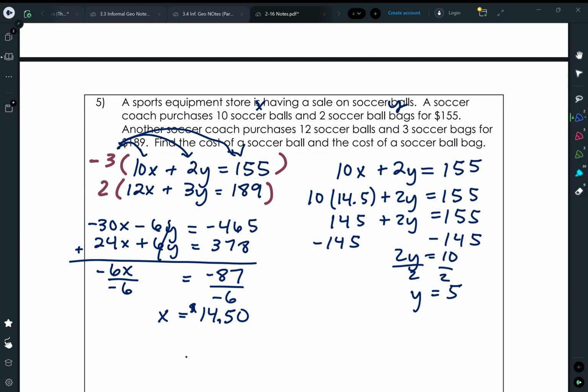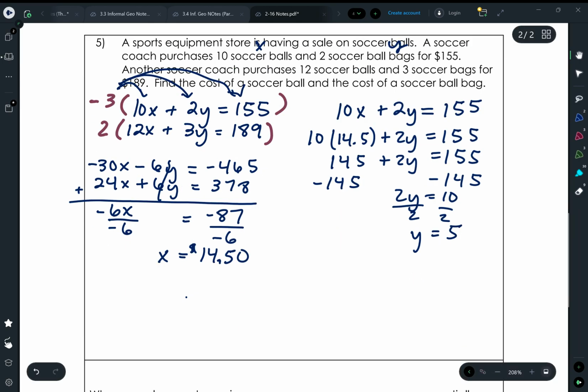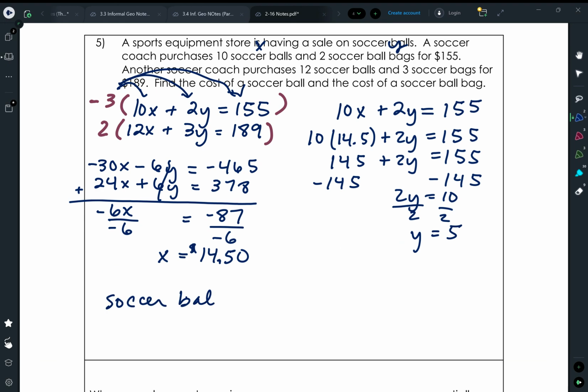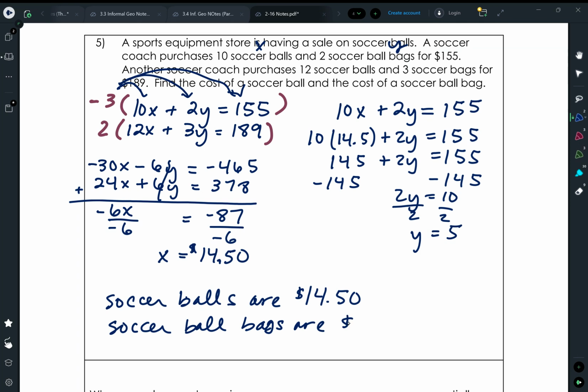All right, last is to actually go through and answer this question. So we'd want to say that the soccer balls are $14.50. Soccer ball bags are $5.